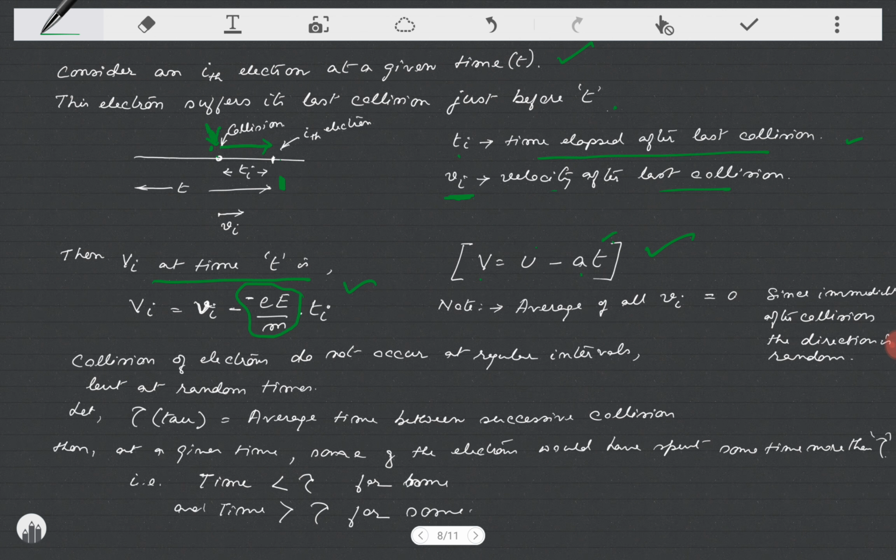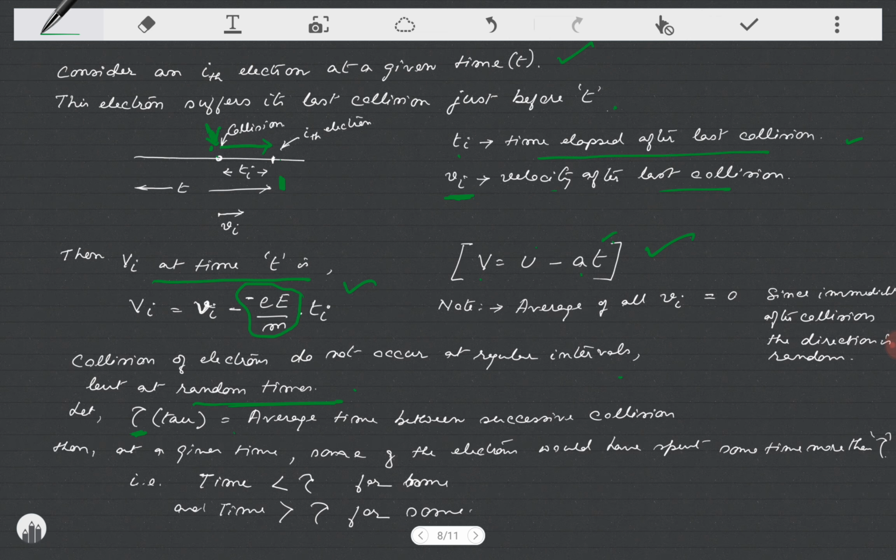Now collisions of electrons do not occur at regular intervals, but at random times. You must remember this, because an MCQ may come. Now let tau be the average time between successive collisions. Means when one collision is taking place, another collision is taking place. So the average time between any successive collisions you can represent by tau.